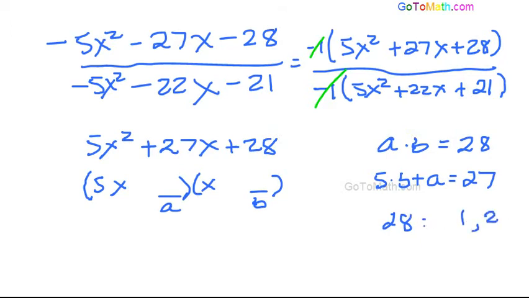We got 1 and 28, right? Well, we know that 1 times 28 is 28, and we also know that 28 minus 1 is 27. Wait a minute, we got this 5 right here. Never mind. So 5 times 1 is 5 minus 28, which is not 27. So we're going to need to break this down a little more.